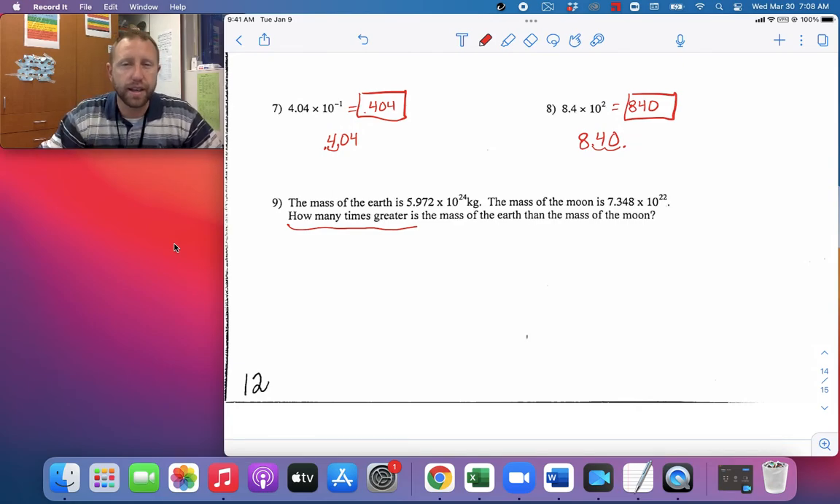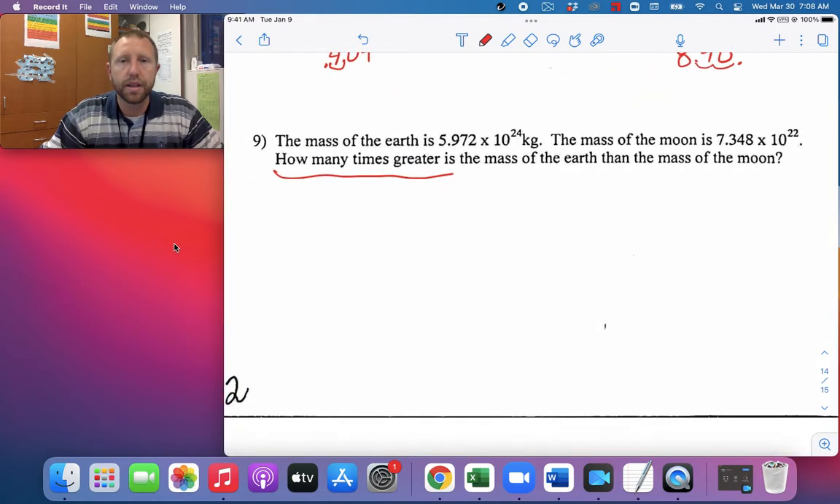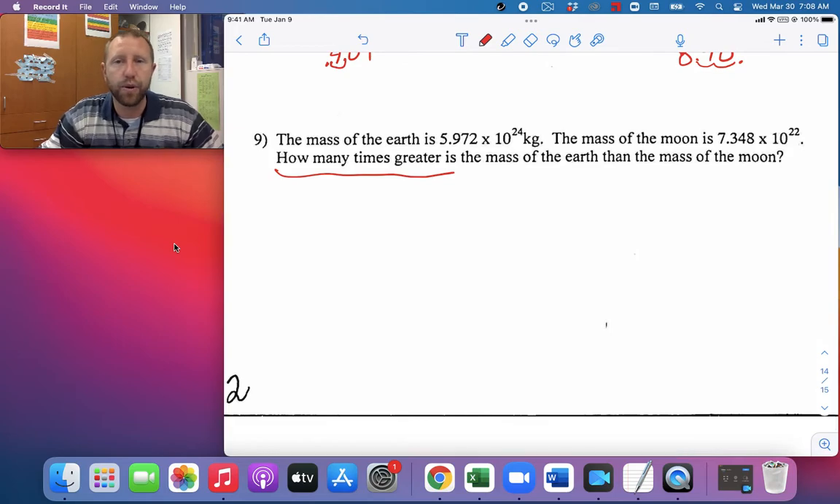So here it says the mass of the Earth is, I guess I could zoom in a little bit. Mass of the Earth is 5.972 times 10 to the 24th kilograms. That's huge. Remember we did that problem to the 24th power earlier this week. So we know that's a huge number. We can finally see why scientific notation actually does benefit us. This says the mass of the moon is 7.348 times 10 to the 22nd.